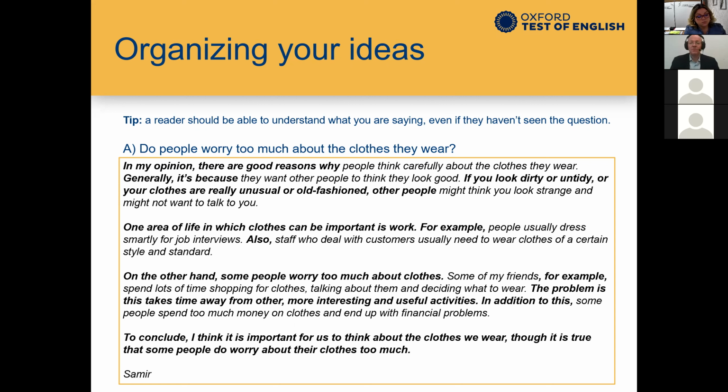I think it's important for us to think about the clothes we wear, though it's true some people do worry about their clothes too much. Fantastic. Now, don't worry about your own opinion or giving the right. There is no right or wrong answer. Okay, it's your opinion, and you don't even need to say your own real opinion. Okay, because we're not interested in the right or the wrong answer.